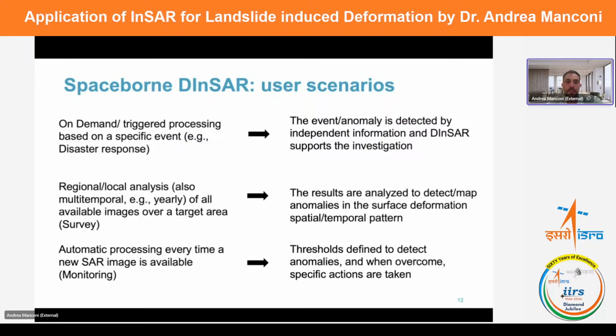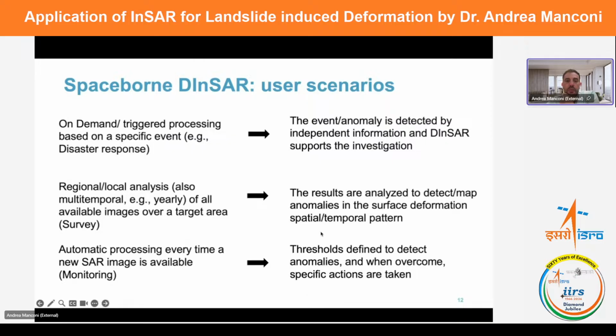or additional datasets that can be explaining the spatial and the temporal deformation pattern. Another approach would be that we have an automatic processing strategy every time there is a new radar image available. And this is more going into the monitoring approach. As I said, with Sentinel, this started to be really more and more applicable. And in a specific case, we can also have thresholds that can be defined and used to identify anomalies, and basically to have a set of actions that can be taken in case the thresholds are exceeded.